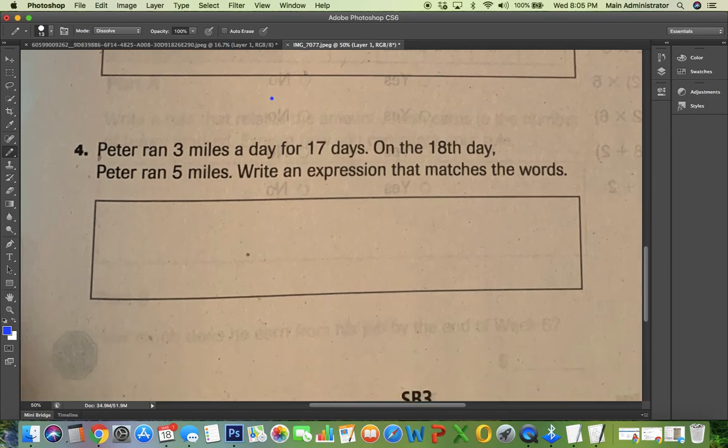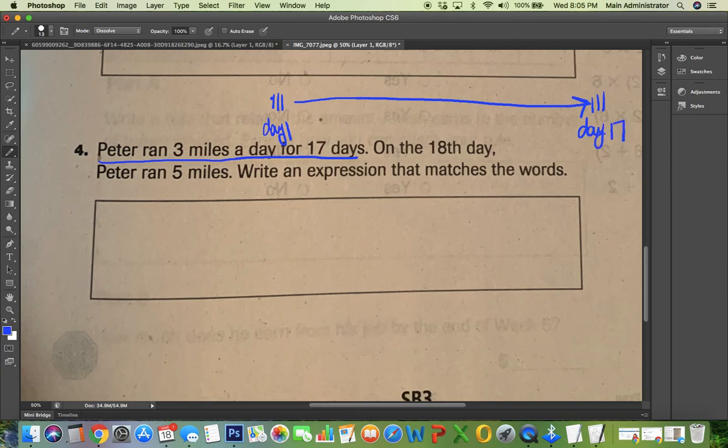All right, here we go. Last one on SB3. Peter ran 3 miles a day for 17 days. All right. 1, 2, 3 miles. This is day 1. All the way to 1, 2, 3 miles, which is day 17. So I would say that is a multiplication problem, 3 miles a day for 17 days.